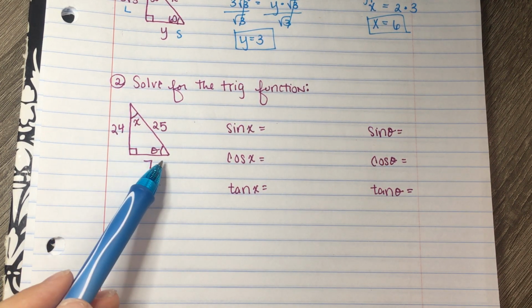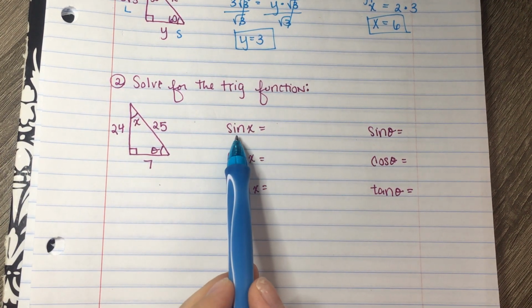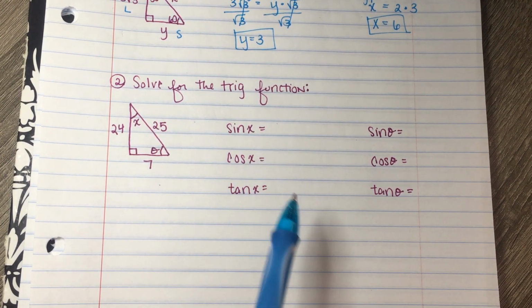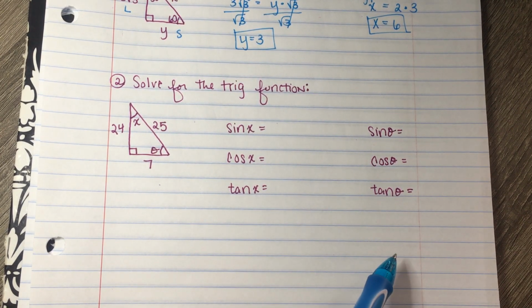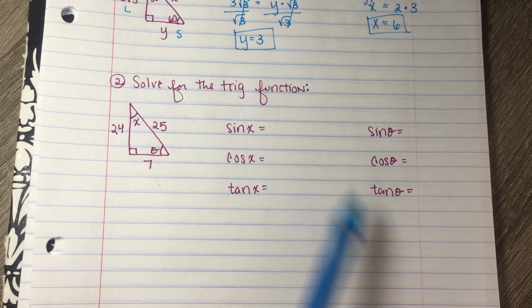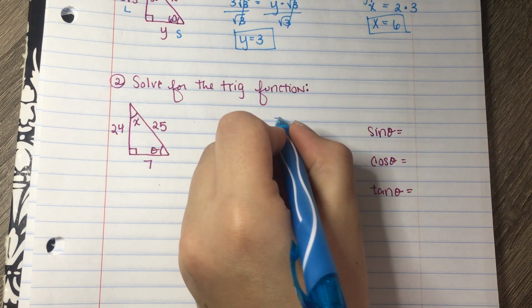It could be a capital A, capital B, it could be a C, D, X, Y, Z, it could be anything. We're going to be looking for sine of x, keeping in mind SOHCAHTOA: sine is opposite over hypotenuse, cosine is adjacent over hypotenuse, and tangent is opposite over adjacent. So once again, we're going to be doing our opposite over hypotenuse, which is 7 over 25.